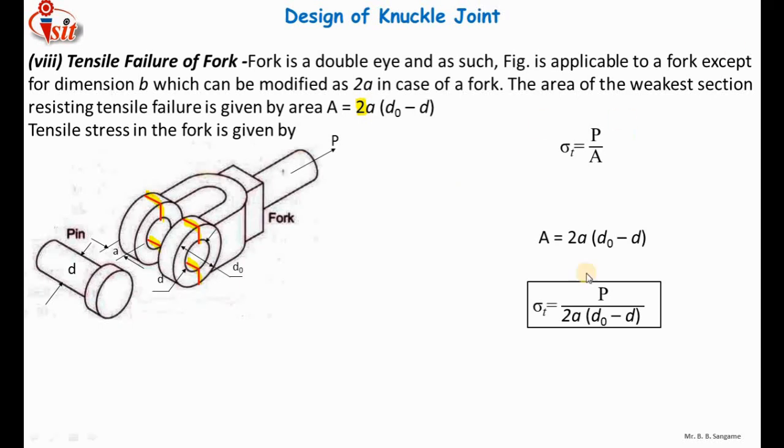So you have to put the values of do, d, a and P in this equation. You can get the value of sigma t, the induced tensile stress, for the calculated values of do, d and a. If the induced tensile stress is less than the permissible stress given in the problem, then our design will be safe. If the induced tensile stress exceeds the permissible tensile stress, then our design will not be safe.